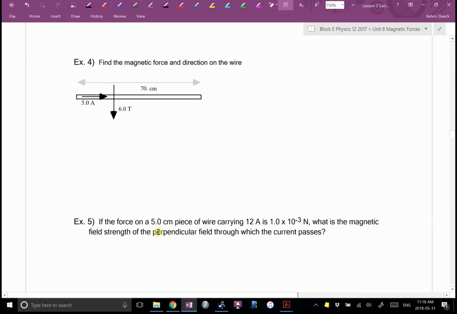So, example 4 says, find the magnetic force and the direction on this wire. Well, let's crunch the magnitude first of all. This is a wire, so it's going to be BIL. What are some dumb ways that I can remember that this is a wire? Current.